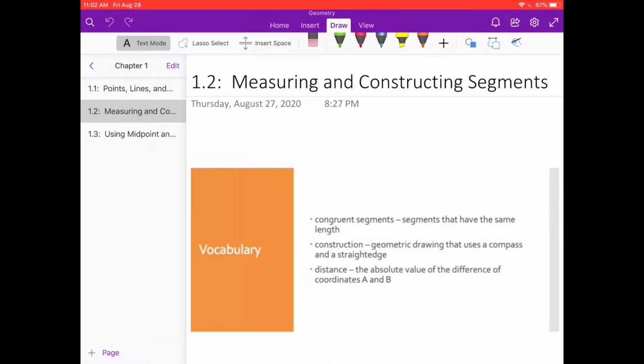This is section 1.2, measuring and constructing segments. So last time we talked about points, lines, and planes. Today we're going to dive in a little bit more with segments.